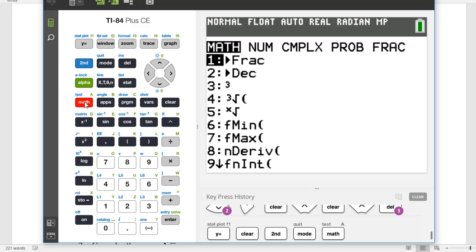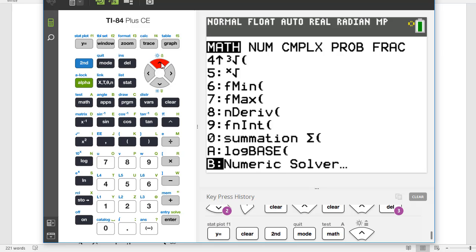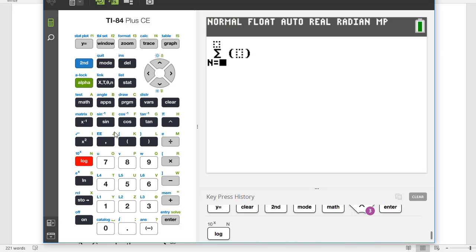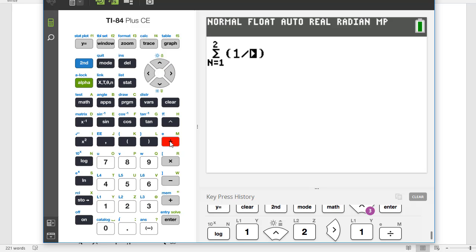So I'm going to hit the math key, and I'm going to go to number 0. I'm going to go upward, and I'm going to pull out summation. I want to sum the first, let's say, 2 terms of my series. Now what we had been doing is we were saying, n is my variable. So notice I'm in the alpha lock mode, so I have to look for the green. Here's green n right here. So I'm going to say n goes from 1 to 2 of 1 divided by n cubed.